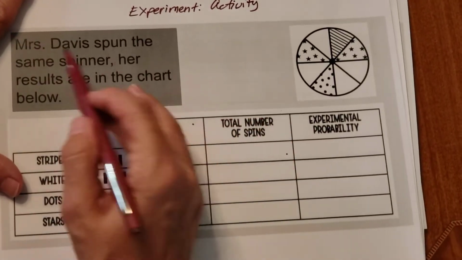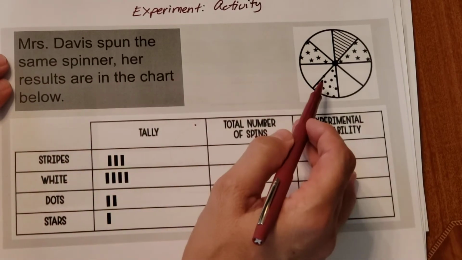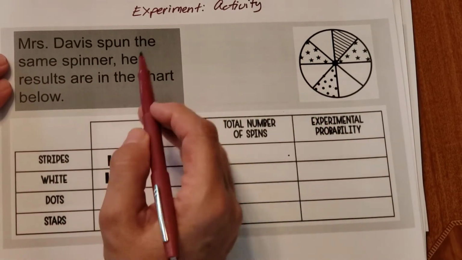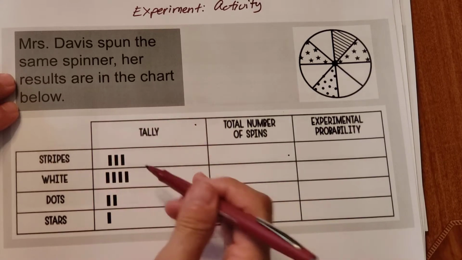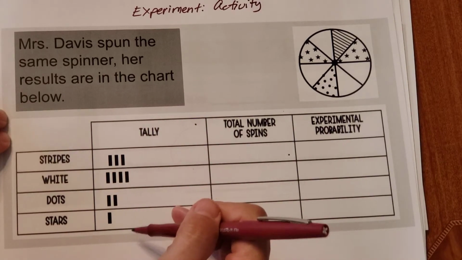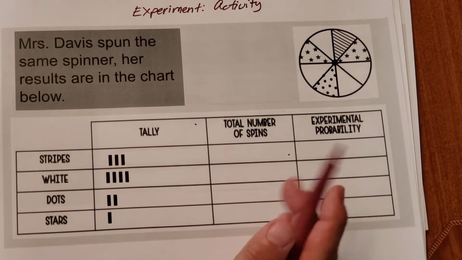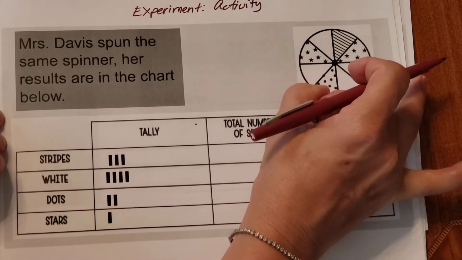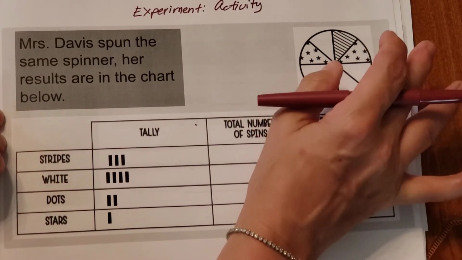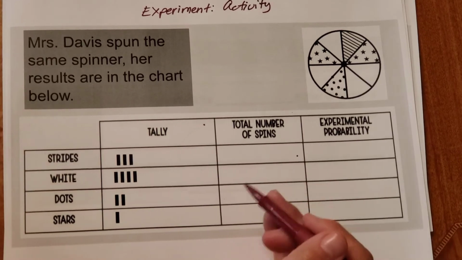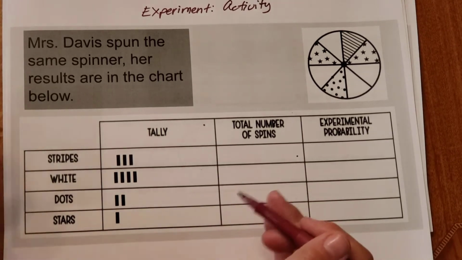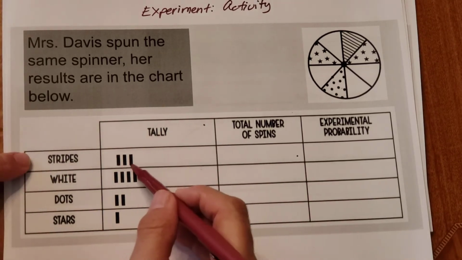Okay, so for pretend, Miss Davis spun the same spinner, the one that we just did a moment ago, and her results that she took are tallied right here below. So we're going to pretend that Miss Davis actually did this spinner, like she actually took a paper clip and started spinning this. Okay, so now how do I know how many times she spun this? I would want to count. Well, you'd have to know how to count tally marks.